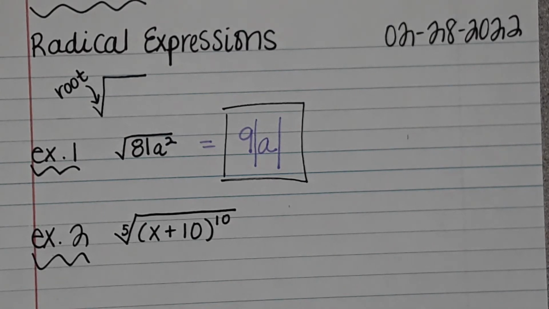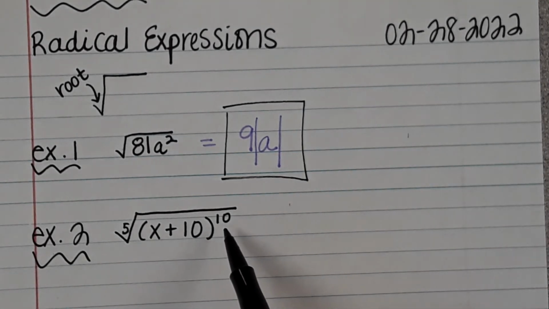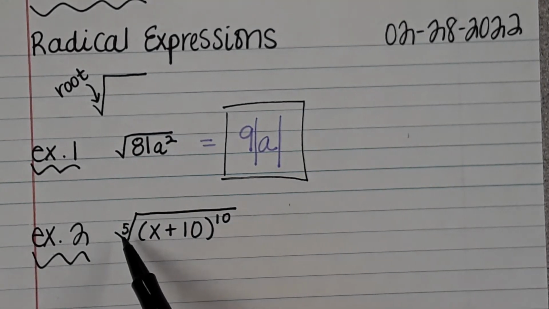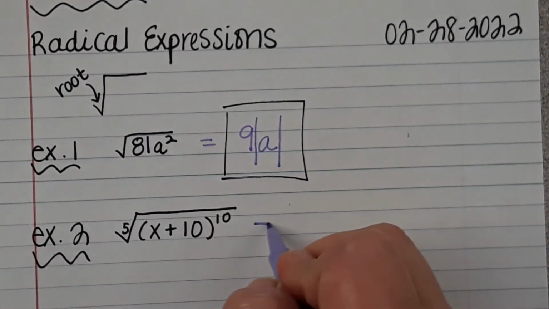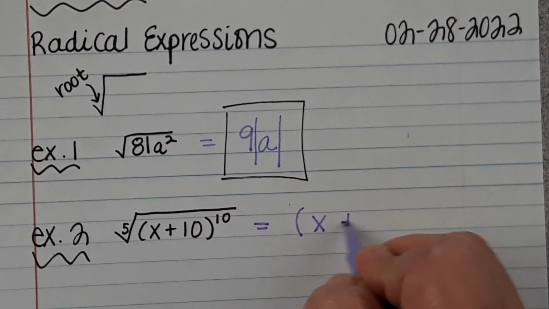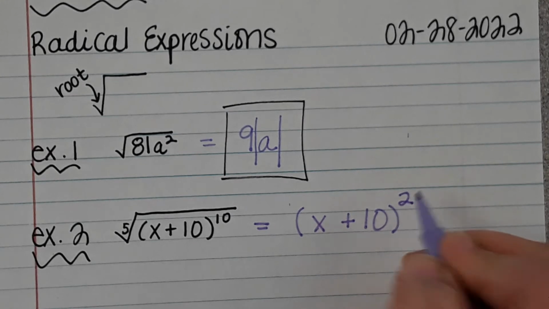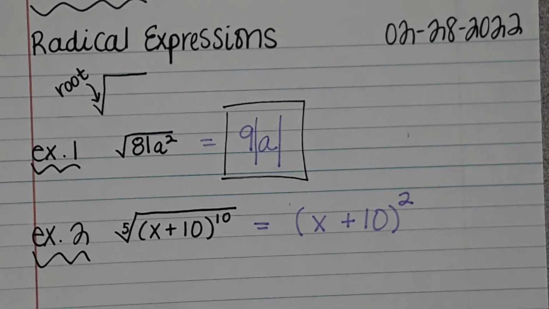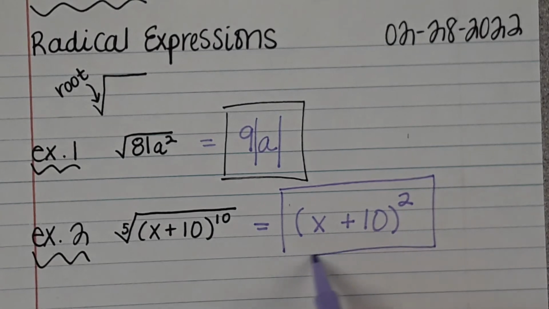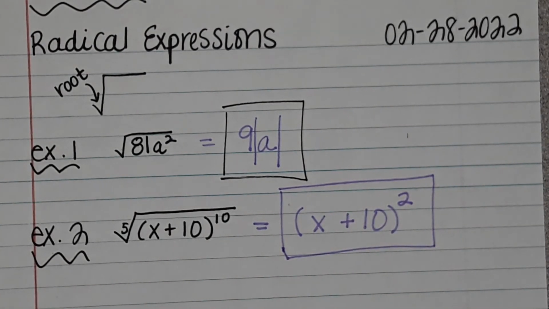So what we're going to do is take the exponent on that, which is 10, and divide it by the root, which is 5. 10 divided by 5 is 2, so my answer is x plus 10 squared. You do not multiply it out. I do not need absolute value because an even divided by an odd is an even. It doesn't matter. The only time you need absolute value is when it's an even divided by an even and you get an odd. And that's your answer. What questions do you have right now?